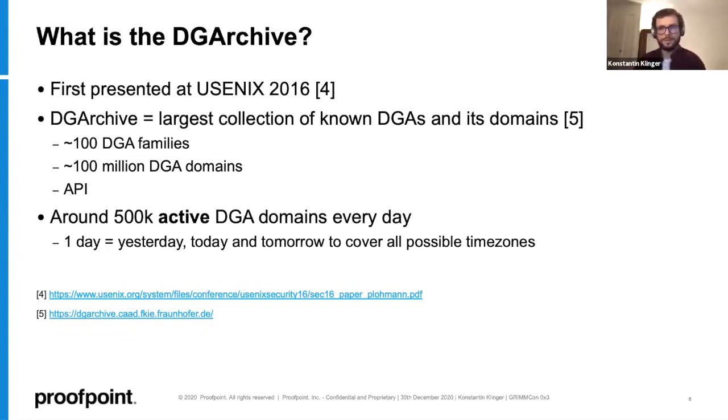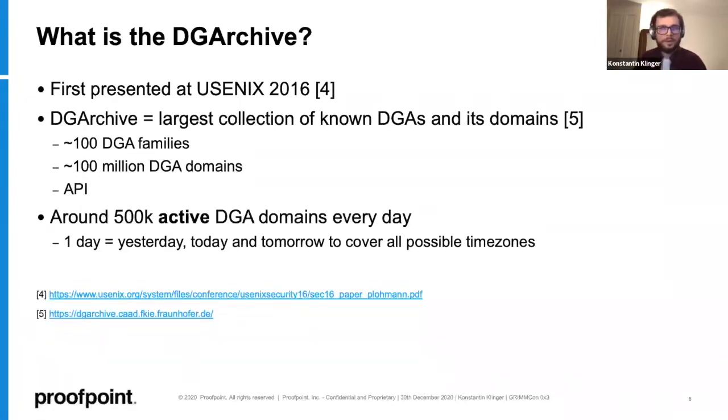community. There are around 500,000 active DGA domains every day. And a bit confusing is the definition of one day, because one day is actually three days if you take the active domains from today, yesterday, and tomorrow to cover all possible time zones. And this is called one day, and there are around 500 active DGA domains every day.